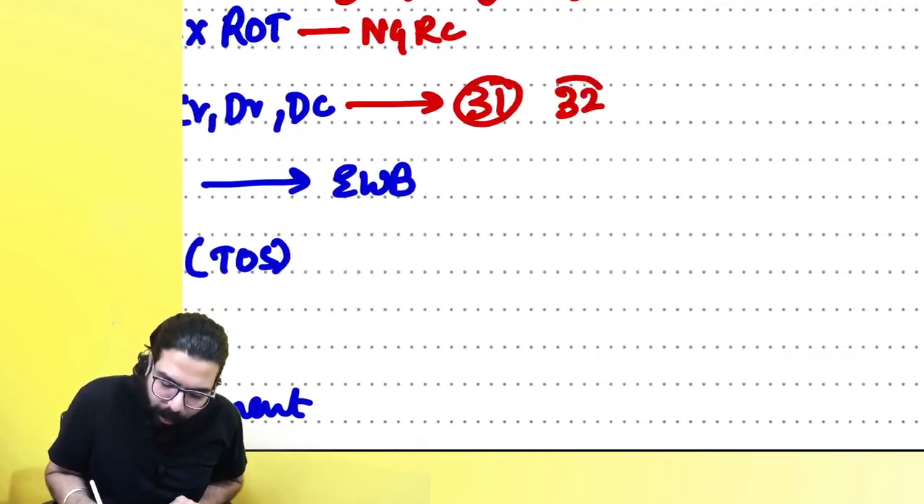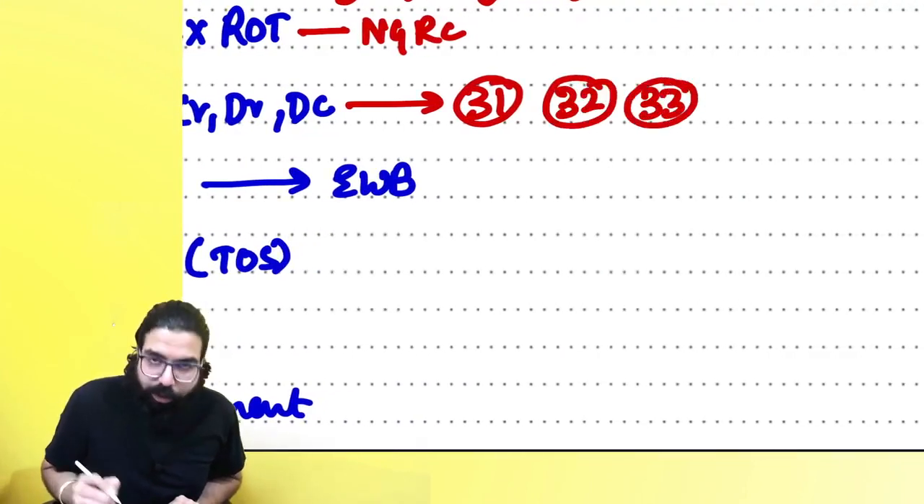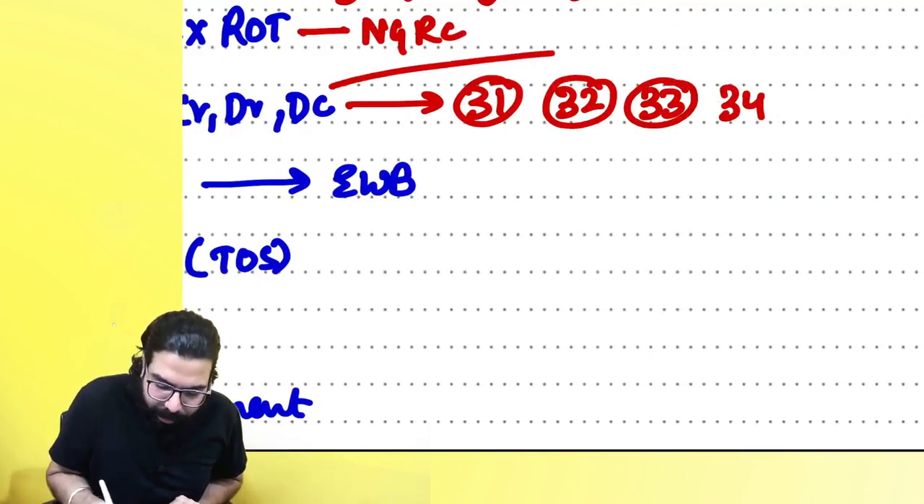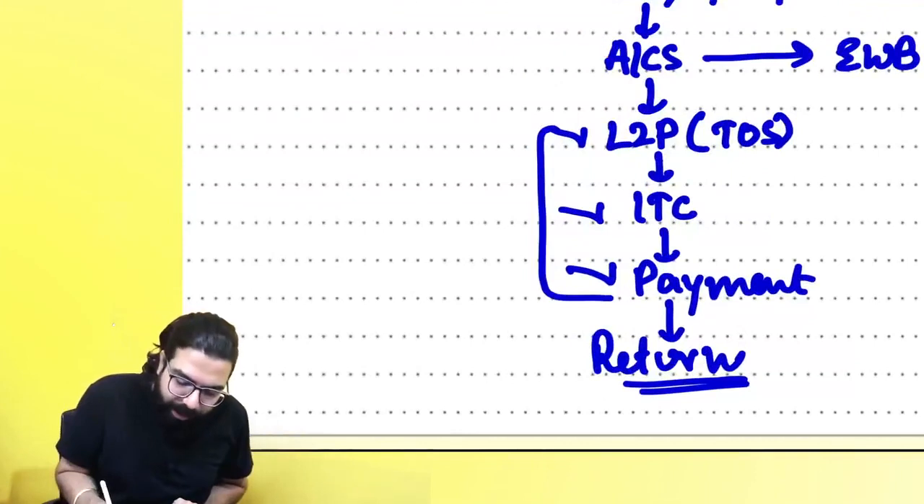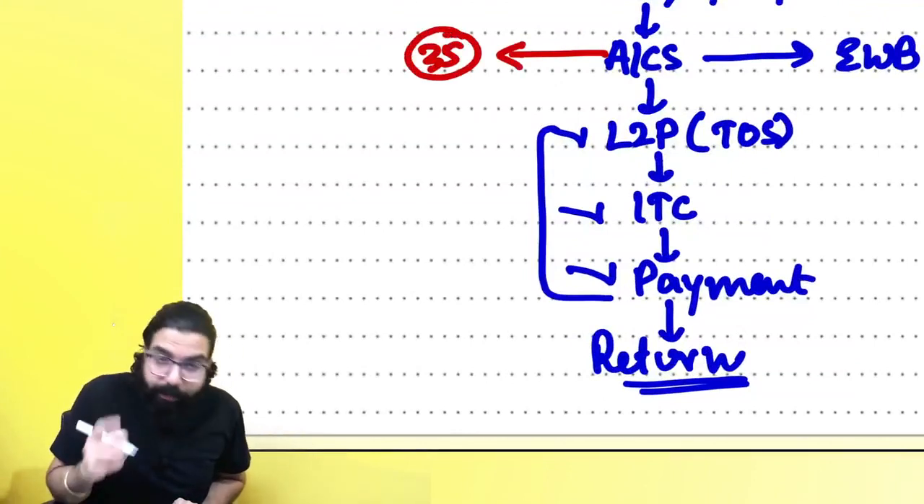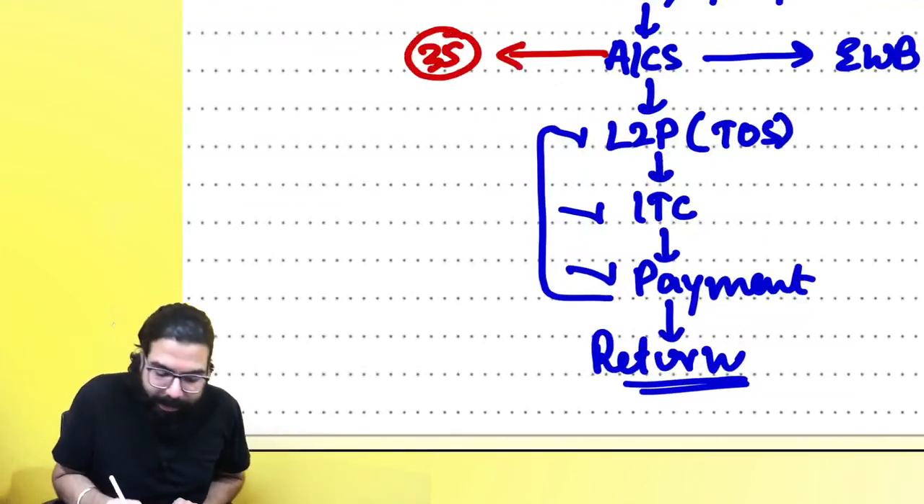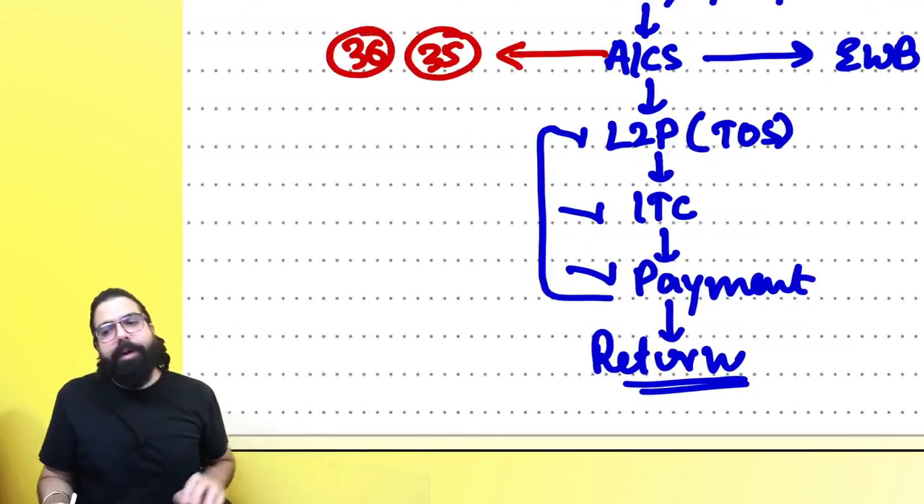Then we had 32 prohibition, 33 tax amount shown separately, and 34 credit note, debit note. This is rule number 55. Then, sir, accounts and records: we learned 35 about the various accounts and records to be maintained. Then, sir, 36 was the period of retention.